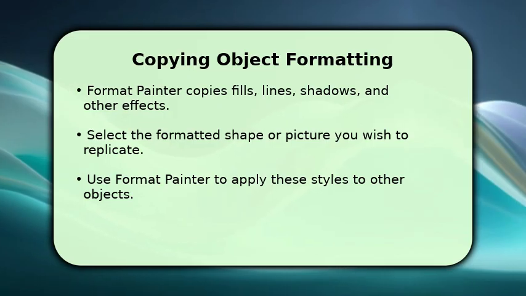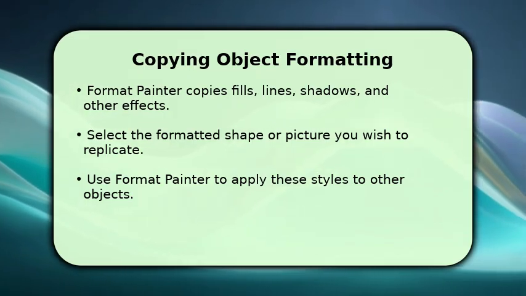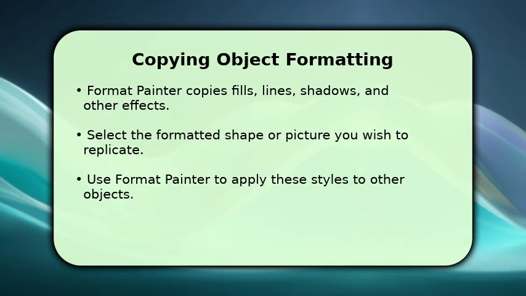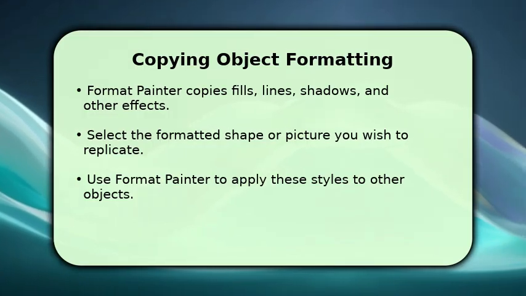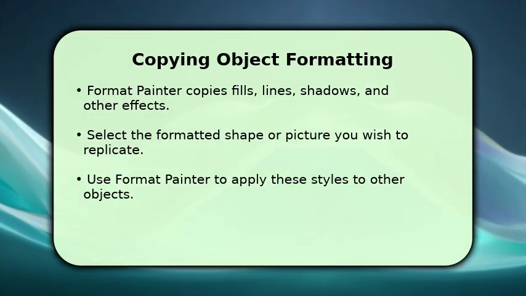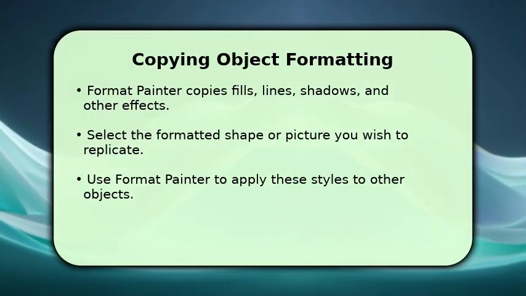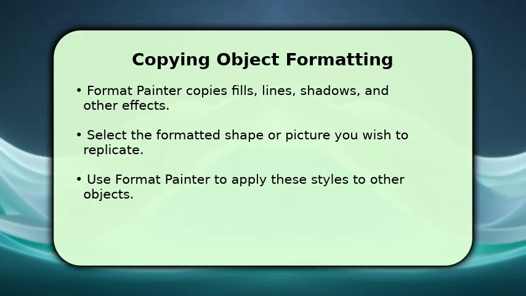Simply select the object with the desired appearance, then use Format Painter to transfer those exact visual attributes to another shape or image. It ensures a cohesive and professional look across all your visual elements with minimal effort.